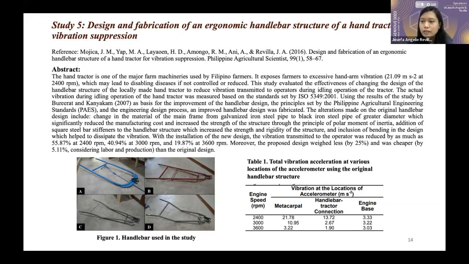Similar with studies 2 to 4, it was conducted at the laboratory grounds of the university, and 1 male subject was chosen. The same hand tractor was used, which was powered by a 5.5 horsepower gasoline engine. The vibration magnitude was again measured using a triaxial accelerometer, and it was recorded in the data logger. The accelerometers were placed on 3 locations: the handlebar, tractor connection, and the base of the engine. Similar with the previous studies, the testing was done under 3 different engine speeds with 4 replications for each speed. Each replication lasts for 1 minute, wherein 60,000 data points were gathered. The data were analyzed and compared using the analysis of variance, and Tukey's method was used for multiple comparison.